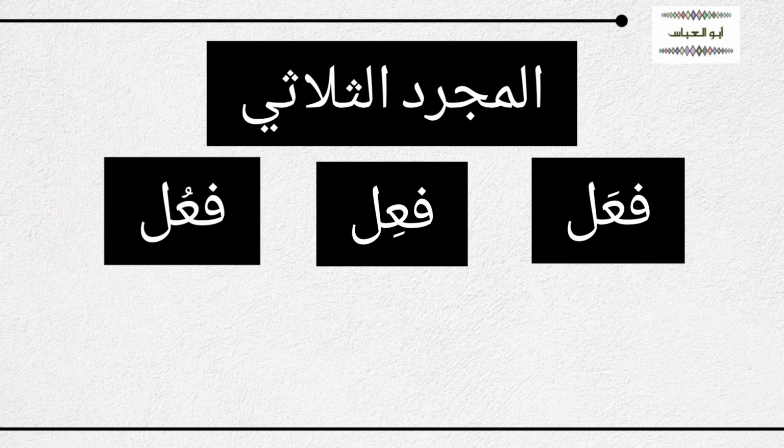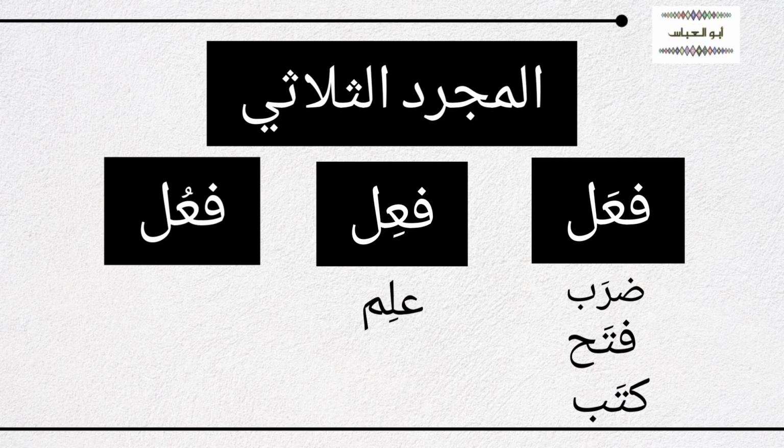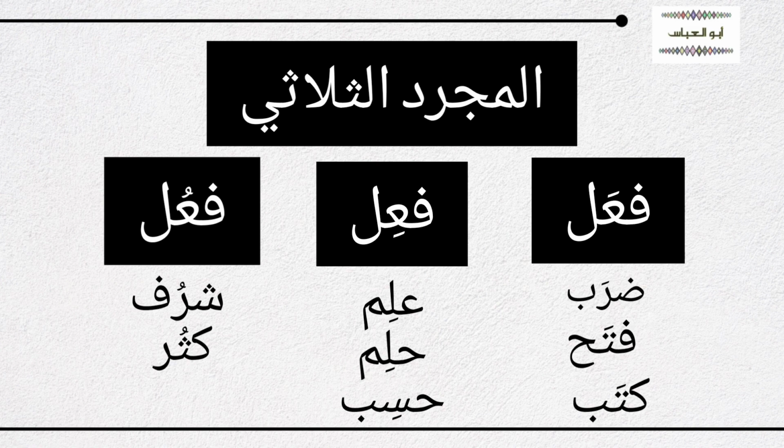Examples of verbs that are in the form of fa'ala: like daraba, like fataha, like kataba. Examples of verbs in the form of fa'ila: like alima, like halima, like hasiba. Examples of verbs in the form of fa'ula: like sharufa, like kathura, and kabura. So these are the three forms in which al-fi'lu al-mujarrad al-thulathi can come.